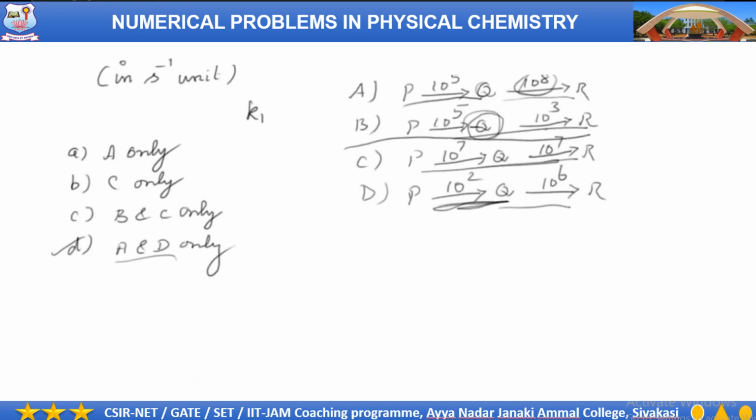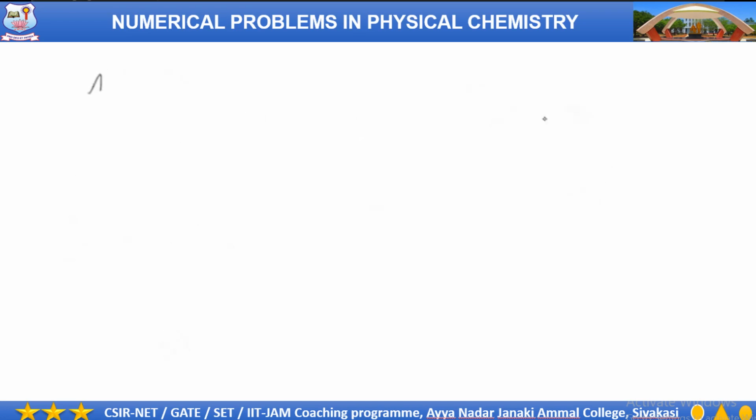Now take down another problem. For the chemical reaction, A giving B with K1, A giving C with K2, B giving C with K3, and C giving B with K4.